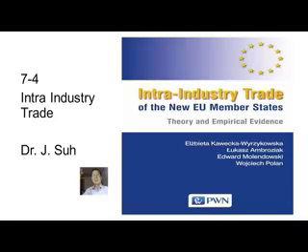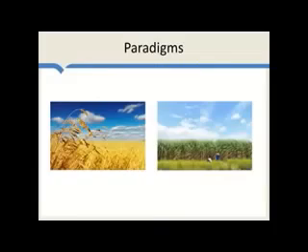Today we look at an important fact about international trade, the great prevalence and increasing importance of intra-industry trade. Here's a classic or paradigmatic example of what we typically think about when we think about trade based upon comparative advantage: wheat and cane sugar. In this example, one country which has the comparative advantage in wheat exports wheat and imports cane sugar. The other country produces and exports cane sugar and it imports wheat.